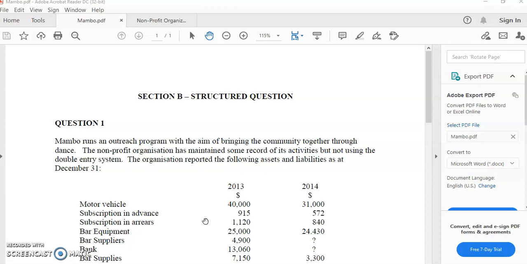It says Mambo runs an outreach program with the aim of bringing the community together through dance. The nonprofit organization has maintained some record of its activities, but not using the double entry system. So they're using a single entry system. The organization reported the following assets and liabilities as at December 31st.